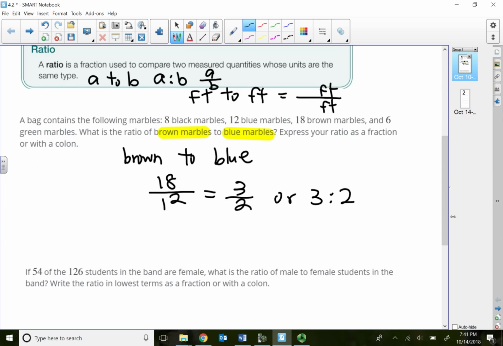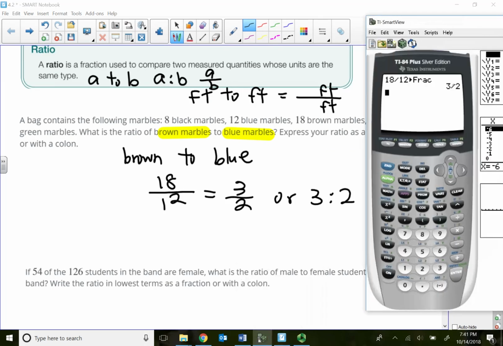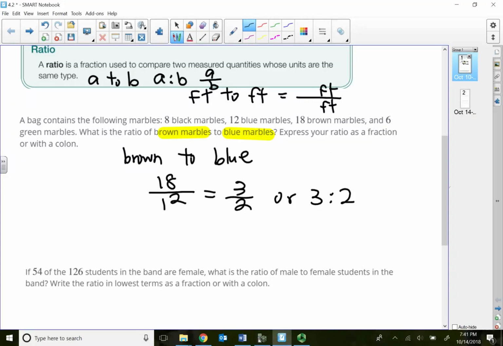If your calculator displays a mixed number, make sure you use the A b/c command. You have to convert from a mixed number to an improper fraction. You've got to find the command to convert between mixed number and improper fraction.